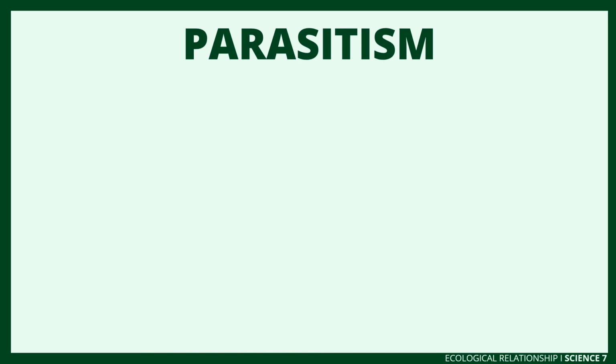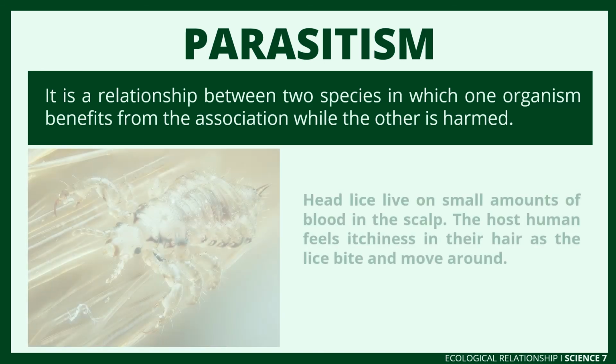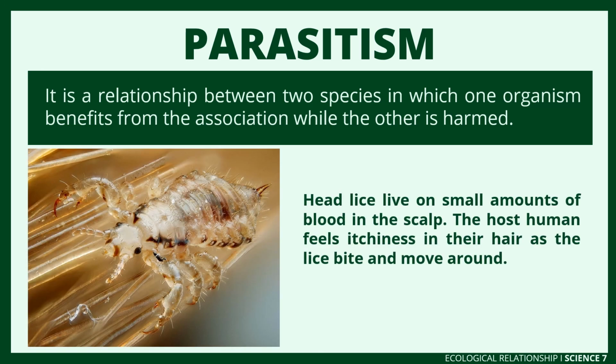And the last is parasitism. This is a symbiotic relationship where one organism benefits while the other one is harmed. An example of this is lice that live on the scalp and feed on a small amount of blood. The human serves as the host and is harmed by the association.